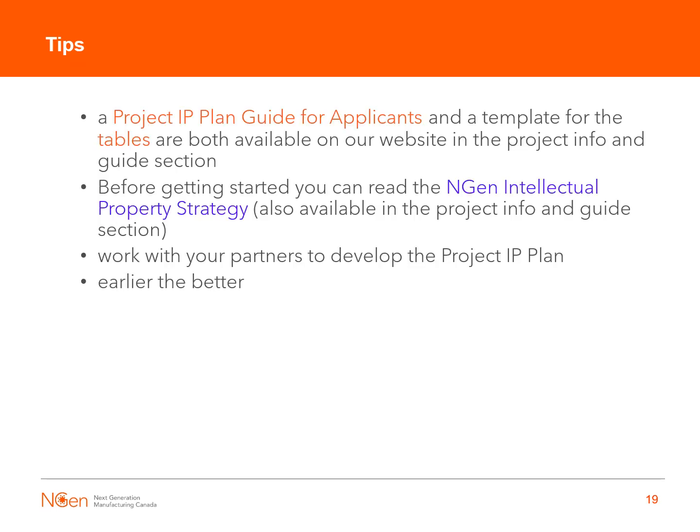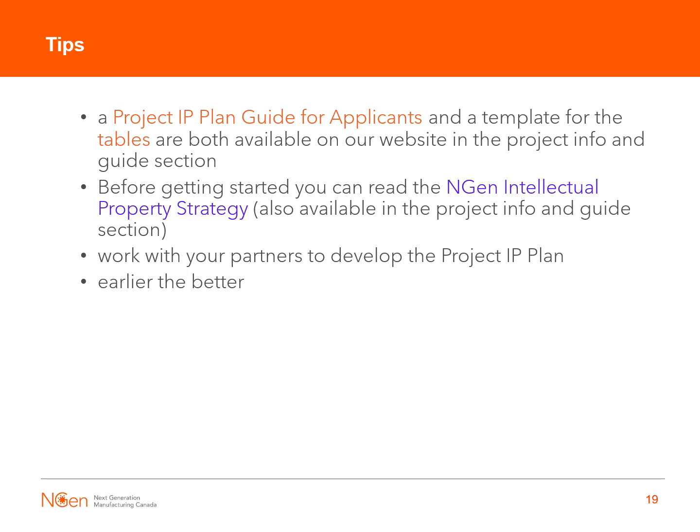So to close, we'd like to leave you with some final tips. There is a project IP plan guide for applicants, and it is available on our website in the project info and guide section. Along with that IP plan guide are the templates for the tables that we referred to earlier in this presentation. In addition, if you like, you can read the NGen intellectual property strategy, which can be found in the same place, which is the intellectual property strategy for NGen at the NGen corporate level.